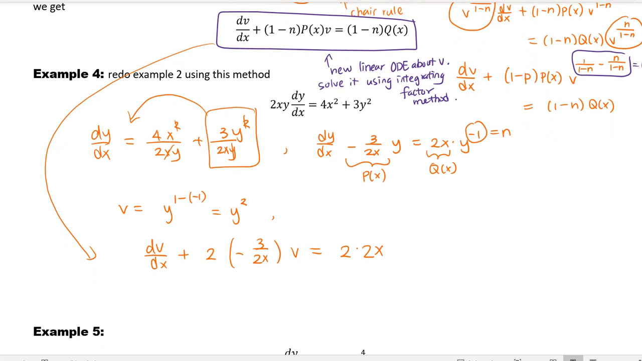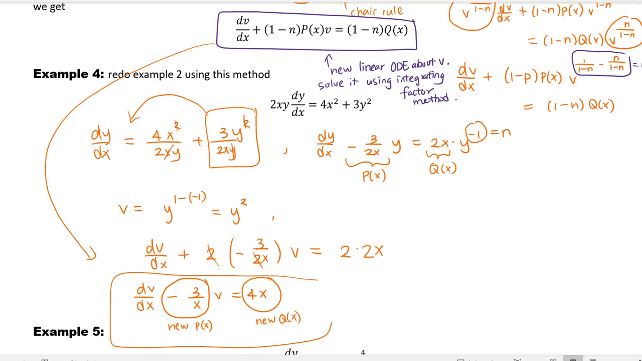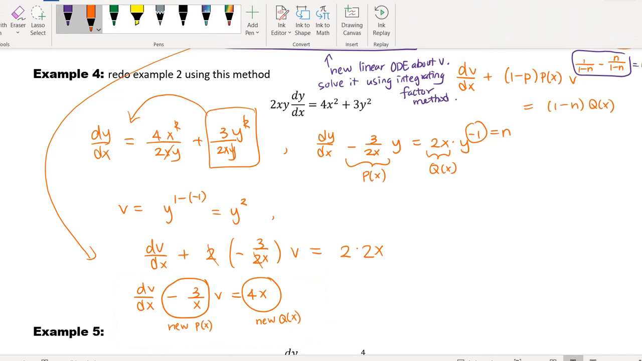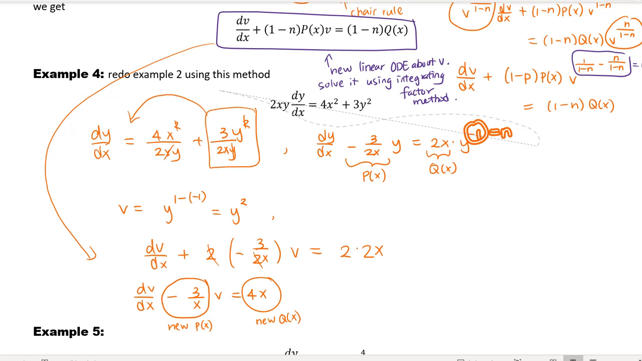Okay, now let's see what happened. 2 cancel, so we get dv dx minus 3 over x times v equals 4x. Okay, now this is a linear ODE, but this guy is the new p of x. This is the new q of x. So when you use the integrating factor, you're not using the original p of x, q of x, because you want to solve this linear ODE. Okay, I don't have enough space. Let me make this guy smaller.